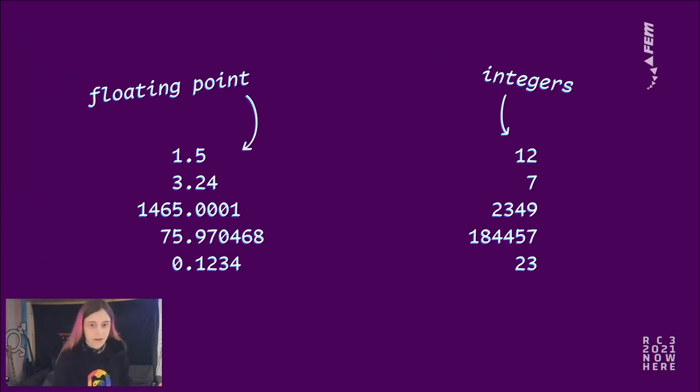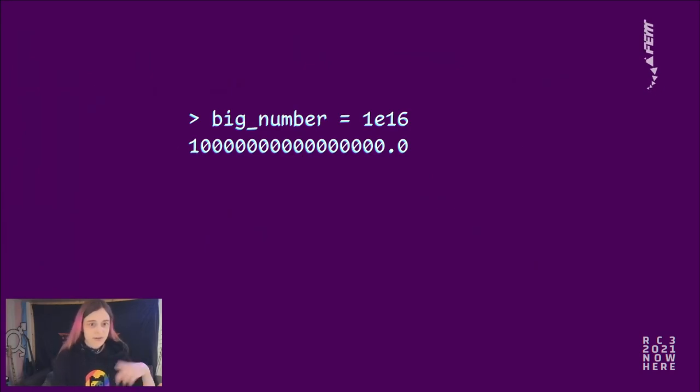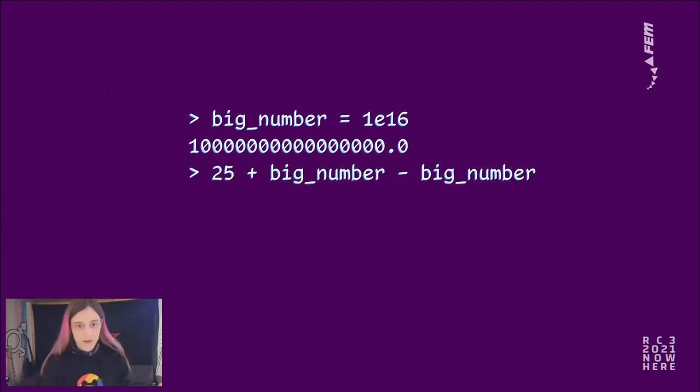For example, I'm going to start with this. This is a very big number, 1e16. That's a 1 with 16 zeros. And I'm now going to take 25, which is a pretty small number, right? I'm going to add the big number, and then I'm going to subtract it again. And that shouldn't do anything, right? It doesn't make sense to add a number and subtract it again. Nothing should happen. But actually, if we do this, we get back 24, not 25, which is a bit strange. I think that's fair to say.